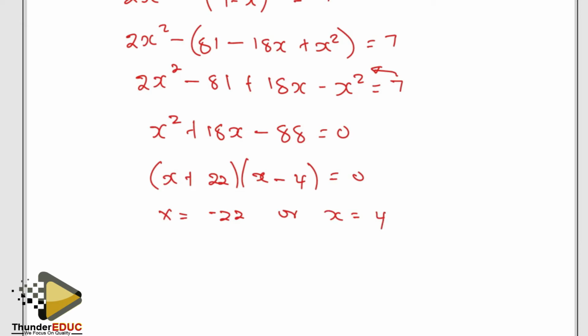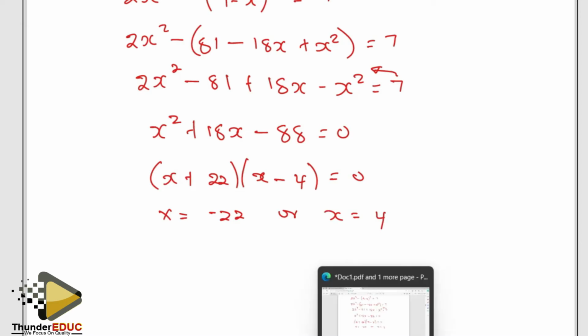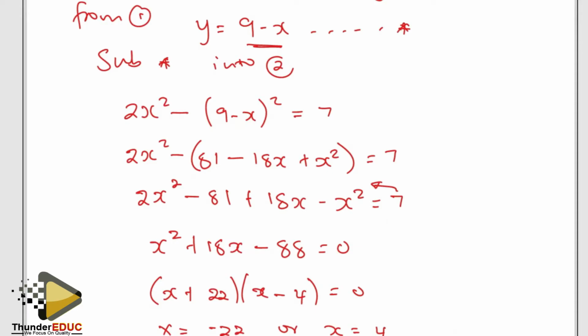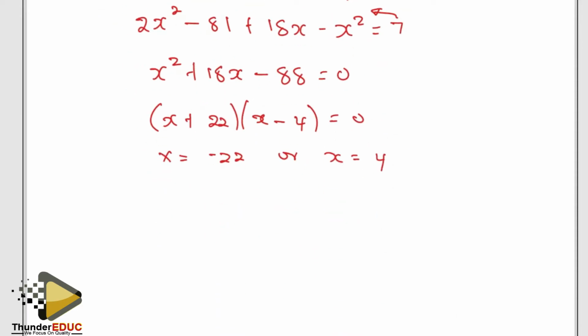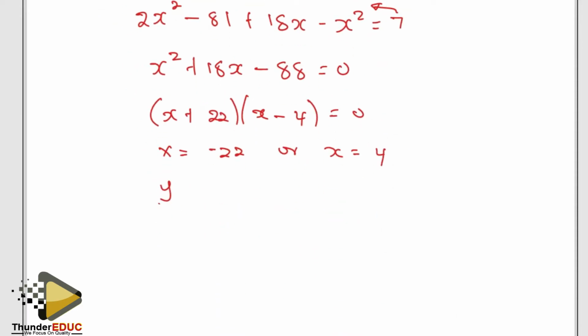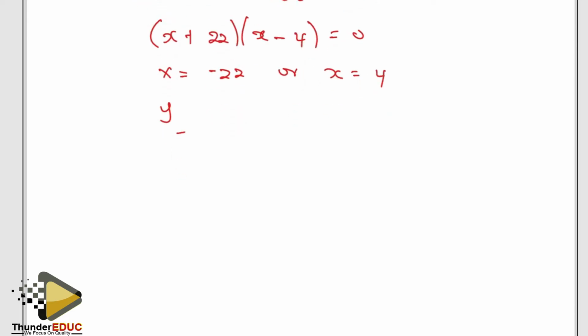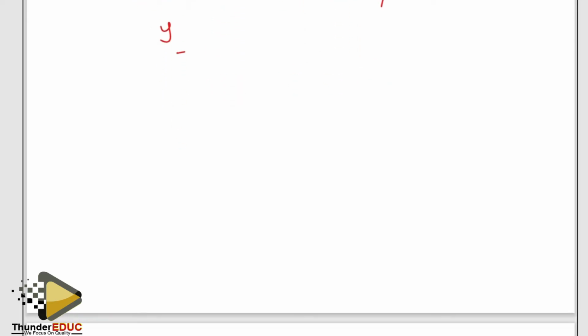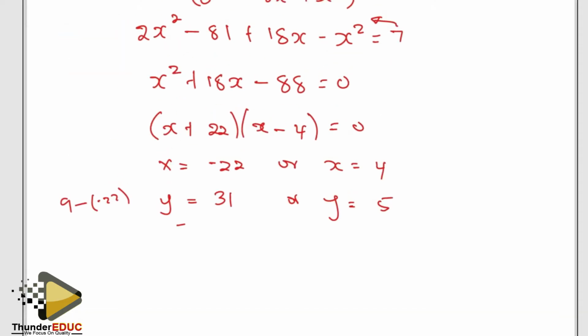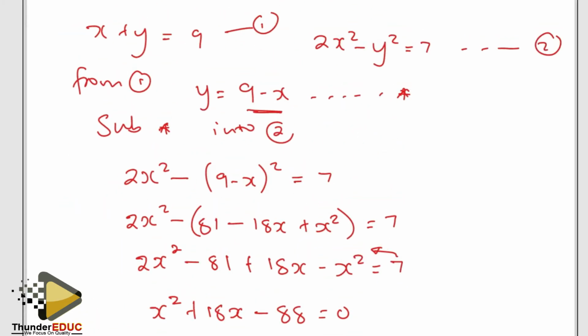Then I'll get these values and I use that equation star. You said 9 minus. Okay, so if I use this one for the first part, that's gonna be 9 minus 22, which gives me a positive 31. Or y is going to be a 5. So guys, those are the solutions for that simultaneous.